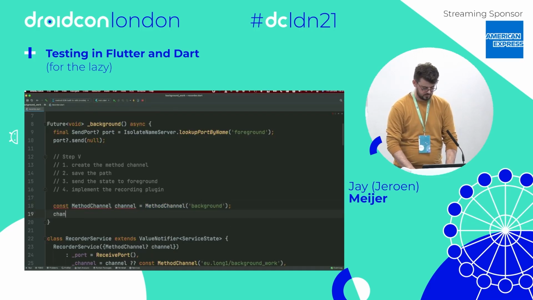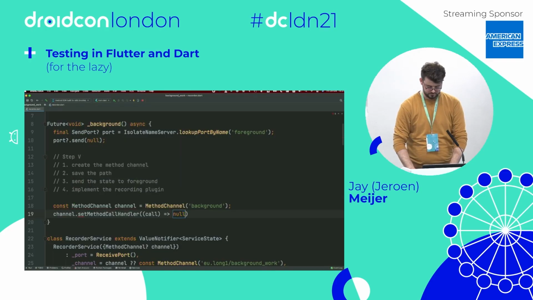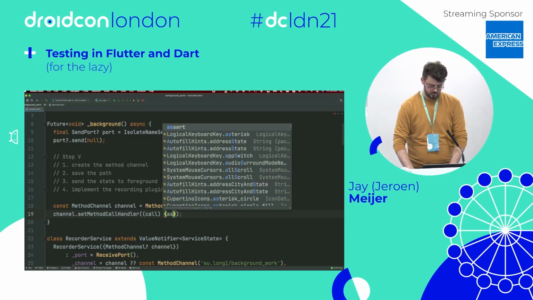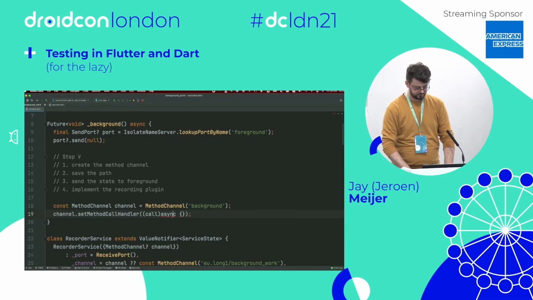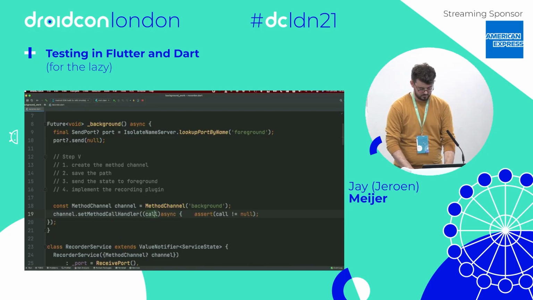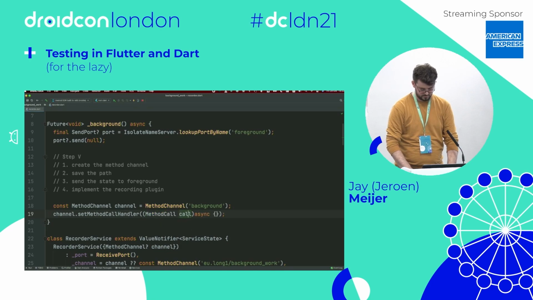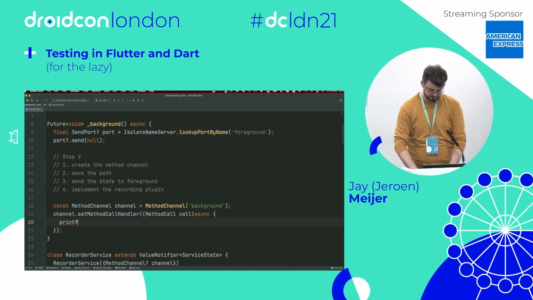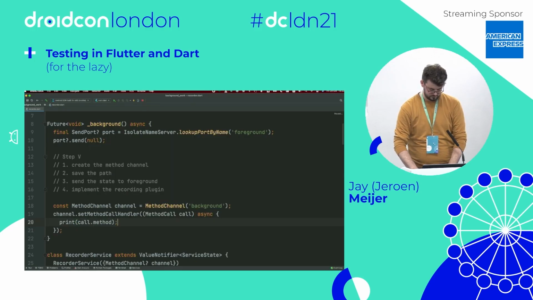And then we can set a method callback handler. So let's see what happens. Let's put async. The return type of this is Future. Okay, and let's print. Let's see what happens.